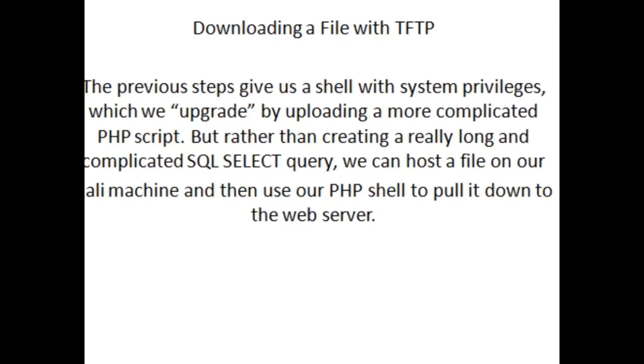On Linux, we could use wget to download files from the command line. This functionality is painfully absent on Windows, but we can use TFTP on Windows XP. Let's use it to upload meterpreter.php from the previous section.